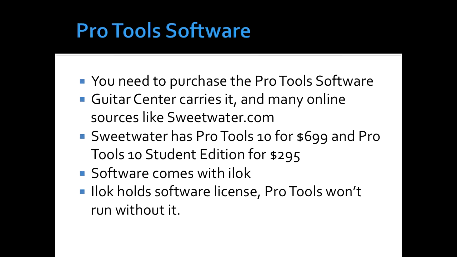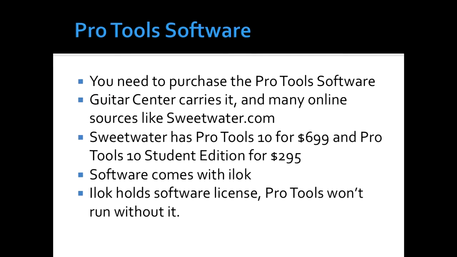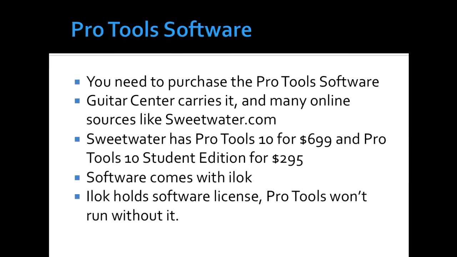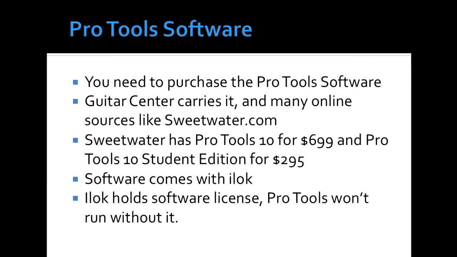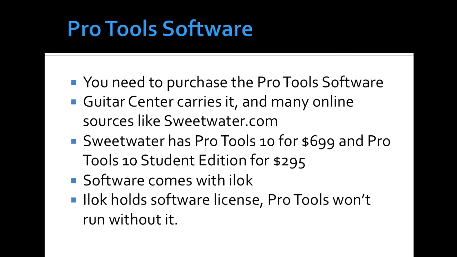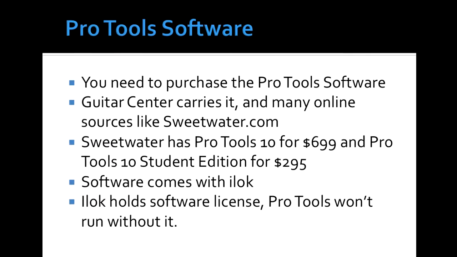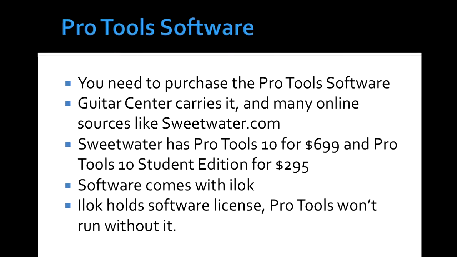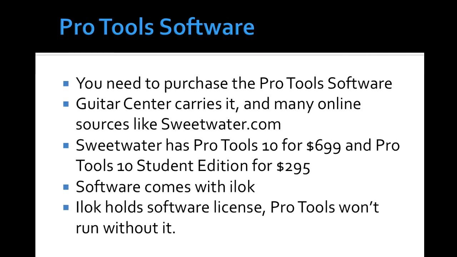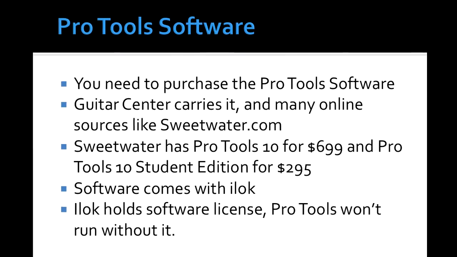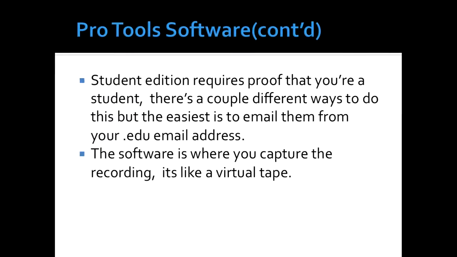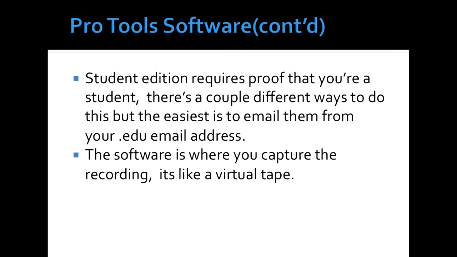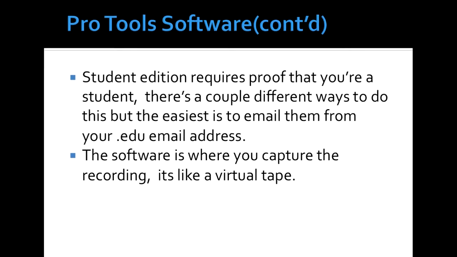The Pro Tools software can be found at pretty much any Guitar Center, or any online store such as Sweetwater.com. Sweetwater has Pro Tools 10 for about $700, but you can get a student edition for $295. The software comes with something called an iLock, which is a little USB flash drive that holds the license for Pro Tools. The iLock must be connected to your computer at all times in order for Pro Tools to run. The student edition will require you to verify that you are in fact a student. This can usually be done through your college's .edu email address.